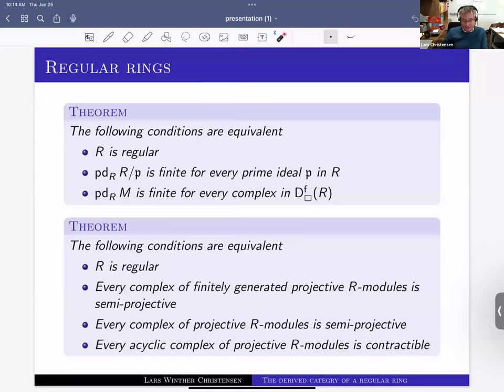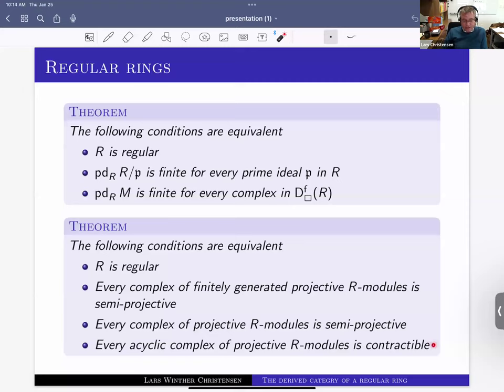It says that every complex of projective modules is semi-projective. That's not the norm, as I said. Usually a complex of projective modules is semi-projective if it's bounded below, if it's zero in low degrees. But saying that every complex of projective modules is semi-projective is a strong statement.